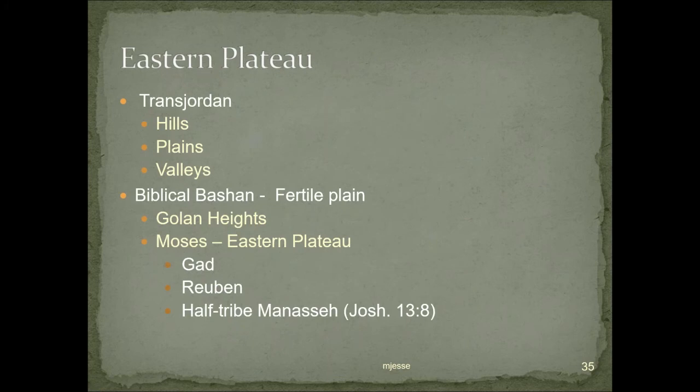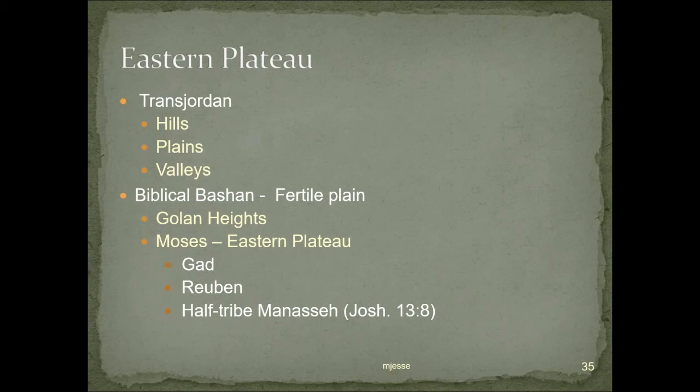The Eastern Plateau, which is also called the Transjordan, is an area of hills, plains, and valleys. Biblical Bashan is located at its north end. It has a very fertile plain and is famous for the raising of cattle and sheep, and it has many oak trees. We hear references to biblical Bashan in Deuteronomy, in Psalms, and also in the book of Isaiah. This area is now referred to as the Golan Heights. It's also called Gilead in the Bible, and that refers to all those territories east of the Jordan River.